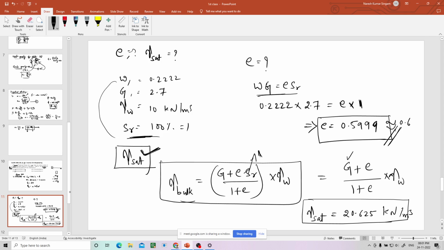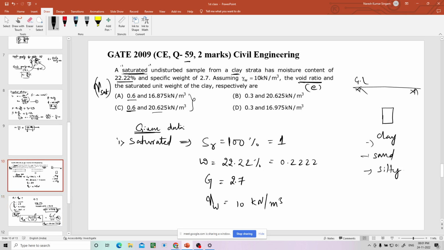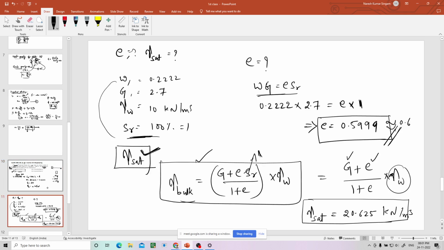Because see, G does not have units, e also does not have units, because they are ratios of equal unit weights. So here only the units will be equal to the units of water. Now go back to the 20.625. So the answer is C. This is how you have to solve the questions. If you know the relationships like this, you can easily solve this. Okay, I hope you have understood today's class.